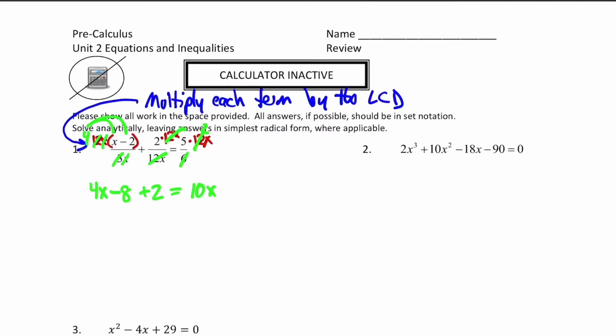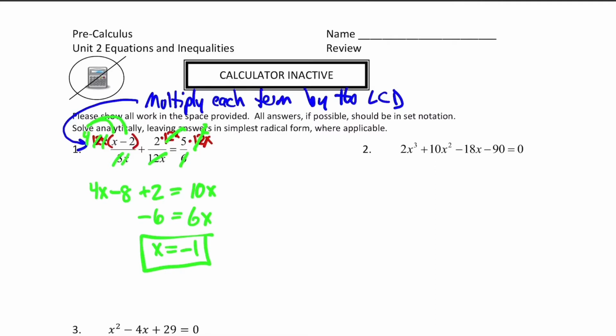So by doing that, this equation is so much easier. I'll subtract 4x over. That's going to give me a 6x here. Combine those two, that's negative 6. Divide through by 6, and x equals negative 1. All right, the next one.